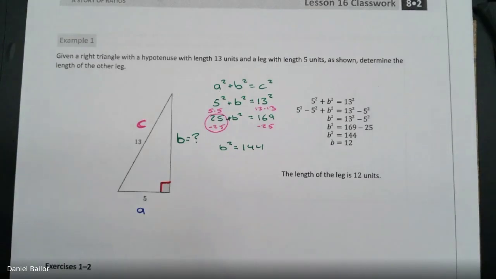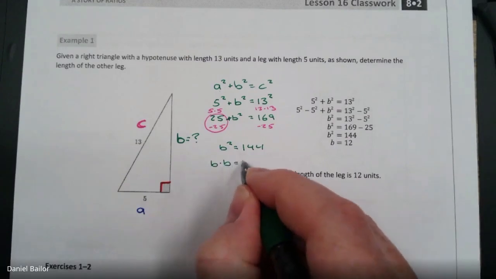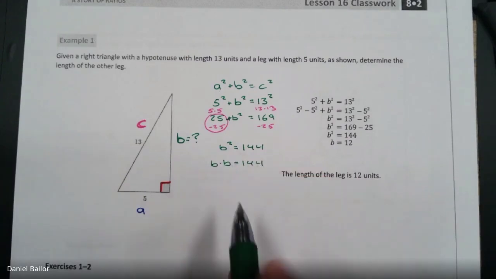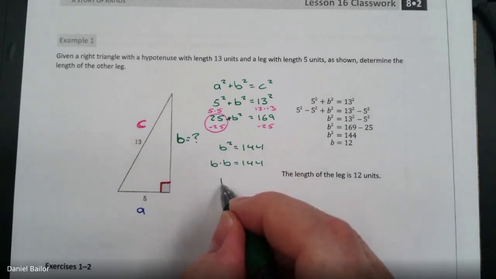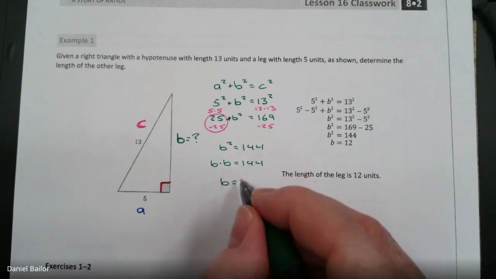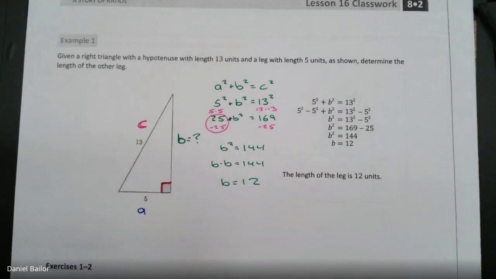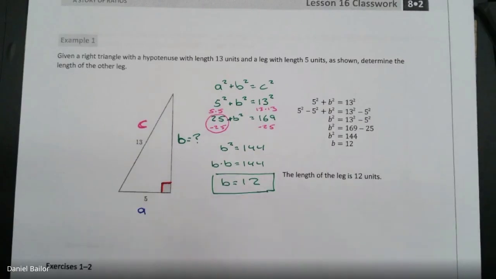But I don't need B squared, I need B. Well, B squared means B times B equals 144. So if B times B is 144, what is B? Well, hopefully you know your math facts, and you know that 12 times 12 makes 144. So our answer is 12. This side, the other leg, is 12.